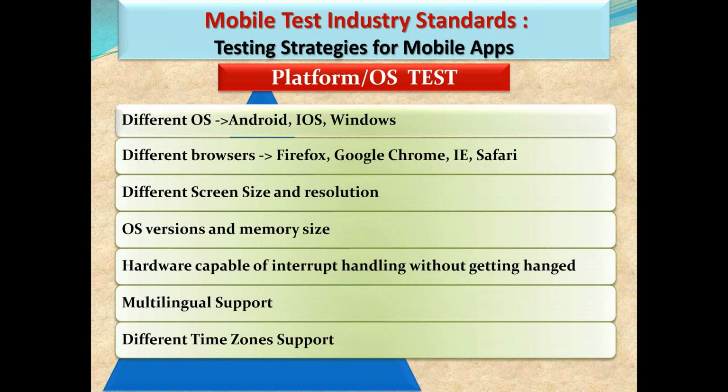And of course, like I told you, we do not use compatibility testing anymore in the mobile application industry. We are using platform and OS tests. And as you can see, it's again part of the device fragmentation, because there are different OSs: Android, iOS, Windows, BlackBerry.